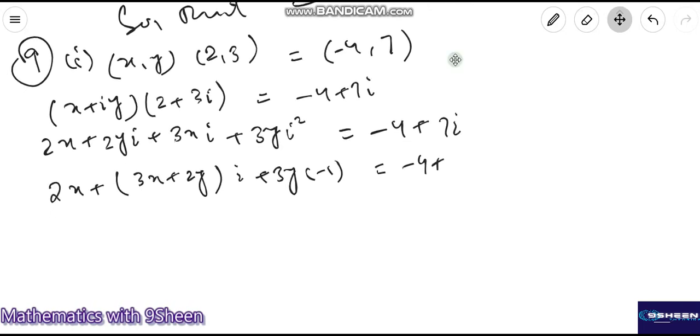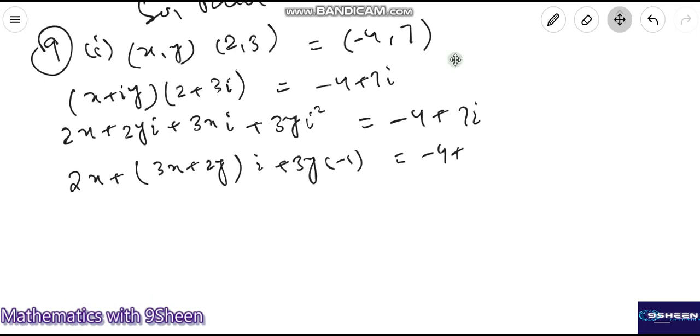Next, question number 9. This question you also had in the previous book, that is, the old book. First of all, open the complex numbers into real and imaginary parts. It is (x plus iota y)(2 plus 3 iota), which is equal to minus 4 plus 7 iota. Multiply: x multiplied by 2 gives 2x, x multiplied by 3 iota gives 3x iota, iota y multiplied by 2 gives 2y iota, and this multiplied by this gives 3y iota square. Take the common iota and you have 3x plus 2y. It is 2x plus 3y iota square, and iota square is equal to minus 1.